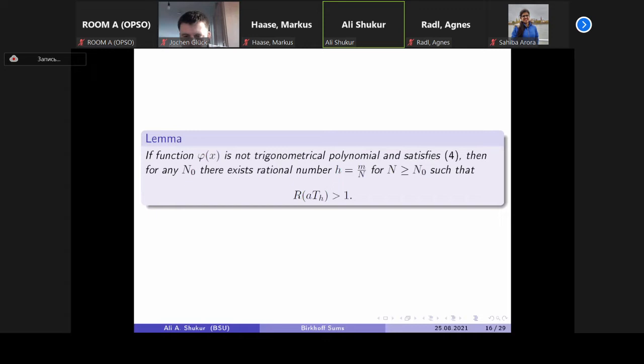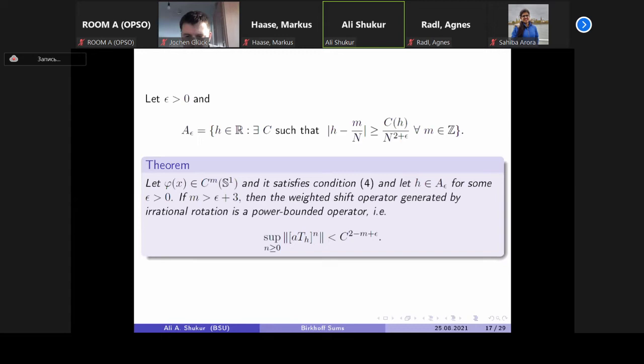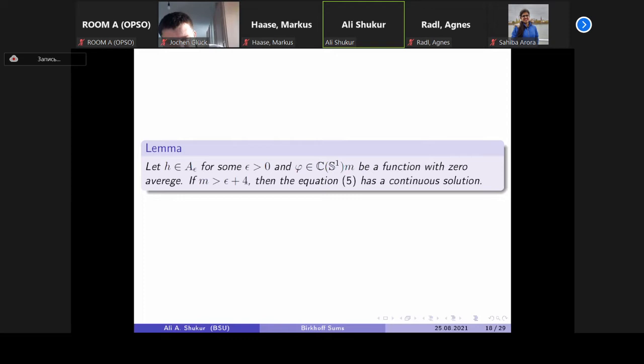And one more result: for a special set of Russian numbers, we have a power bounded operator. So the weighted shift operator generated by rotation is just power bounded. Okay, also here is another one, but I'm going to show you this question.